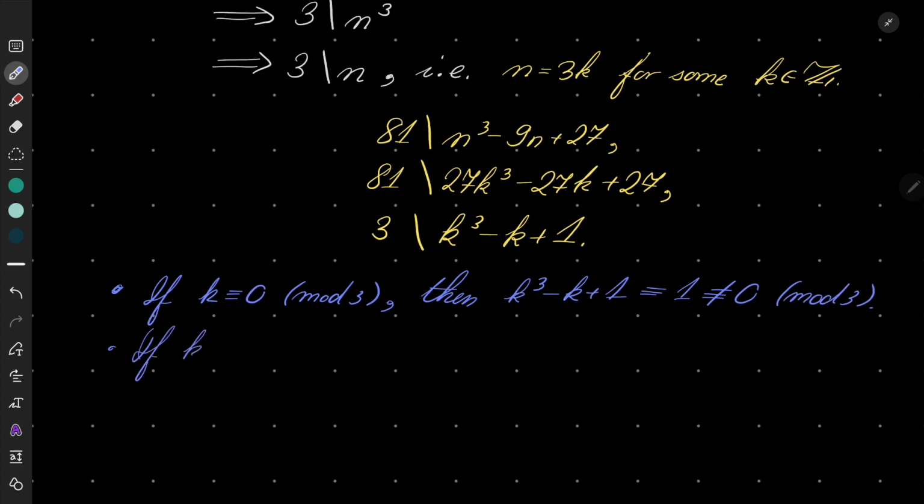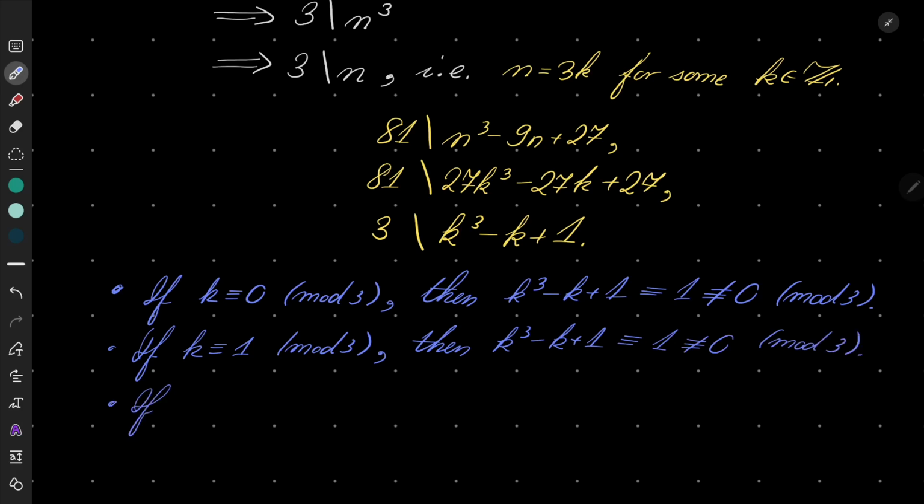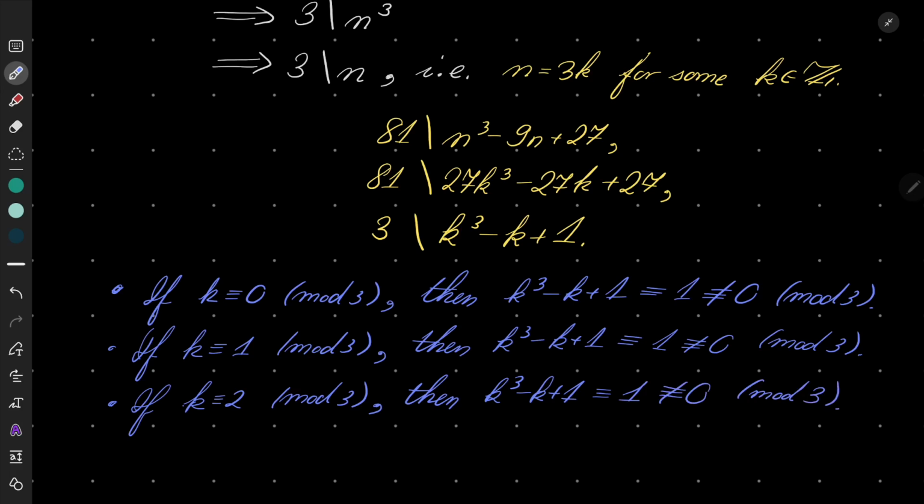Well, if k is congruent to 1 modulo 3, then k cubed minus k plus 1 is again congruent to 1 and not congruent to 0 modulo 3. And finally, if k is congruent to 2 modulo 3, we have 8 minus 2, but 8 minus 2 is 6. 6 is congruent to 0. So again, our number is congruent to 1 and not congruent to 0 modulo 3. So we get a contradiction.